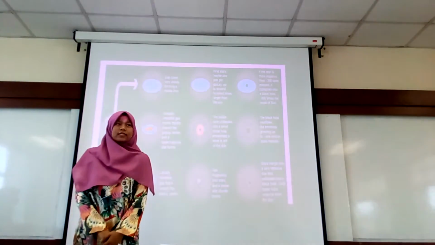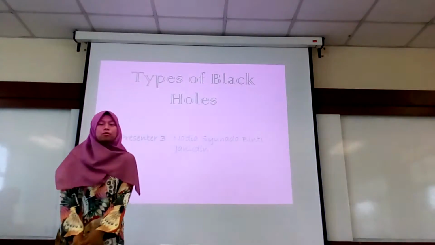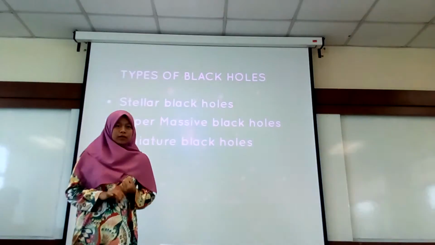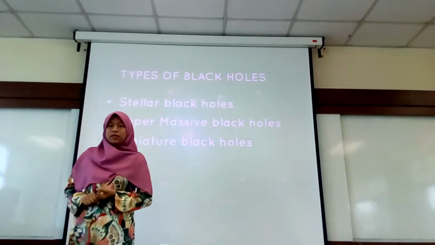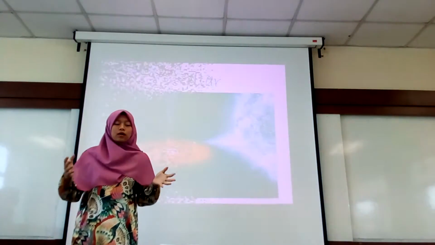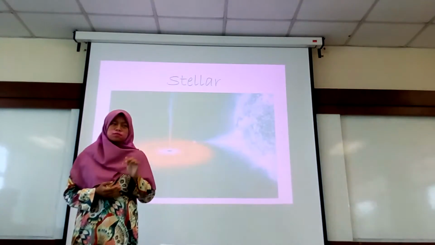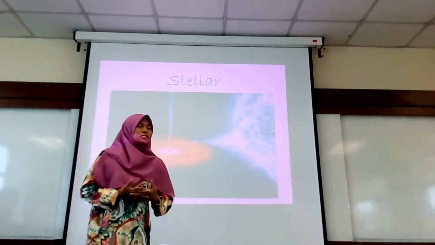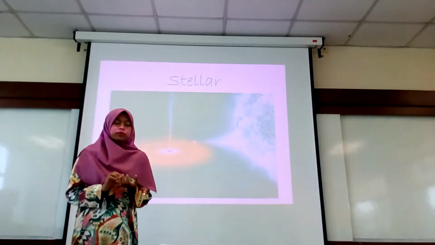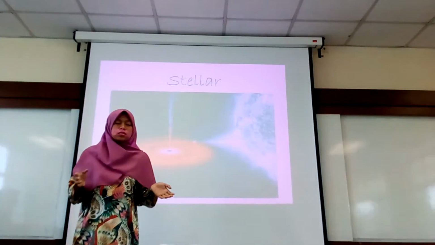Hello, I'm the third presenter, my name is Nadia. I'm going to talk about the types of black holes. Usually there are 3 types of black hole: stellar black hole, supermassive black hole, and miniature black hole. The stellar black hole, like Fitriati said, weighs 10 times more than the mass of the sun. It is formed by a supernova explosion, and the massive star must weigh at least 3 times the mass of the sun, or it cannot form a stellar black hole.